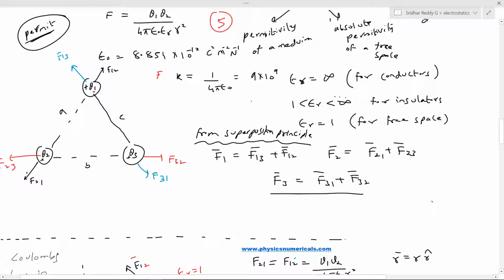Similarly, what about charges 1 and 3? Both are positive charges, so the forces of interaction will be F13 and F31. It will be like this, F13 and F31. Similarly, what about 2 and 3? Again, both are positive charges, so it will be repulsive in nature. So F23 and F32.